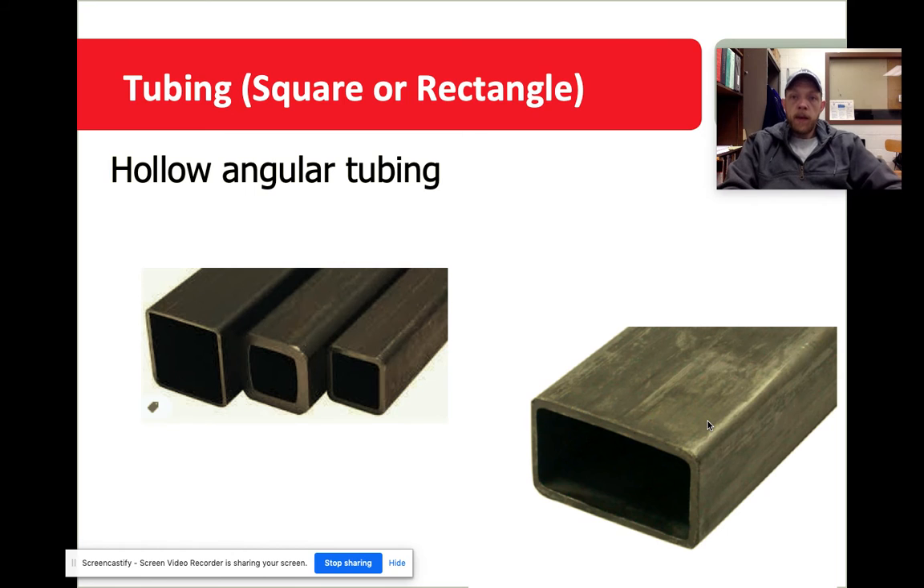Tubing. Tubing refers to a hollow angular tube that can be either square or rectangular. And as you can see in these pictures, again, the wall thickness of that steel or that tube can vary. So here in the middle we have quarter inch, then we've got real thin 1/8 stuff over here, and then we've got 3/16 over here. We can also have rectangular tubing, and again, any of these metals can come in the hot or the cold process.